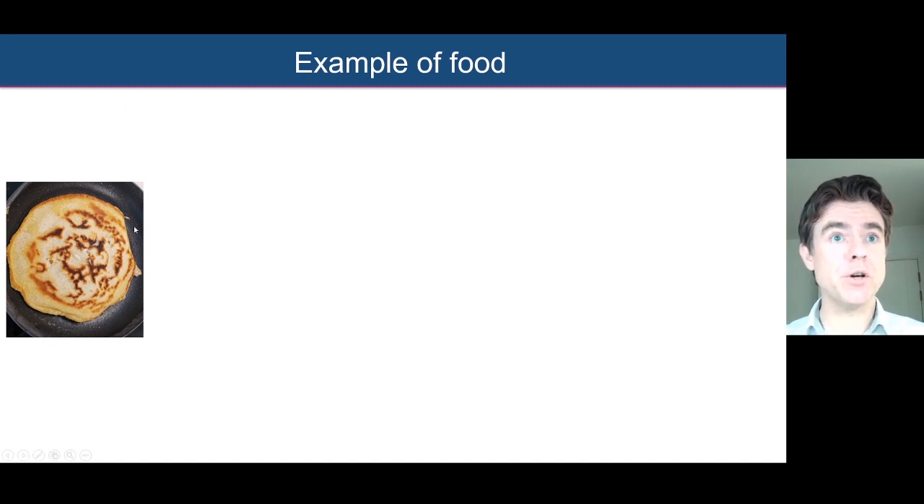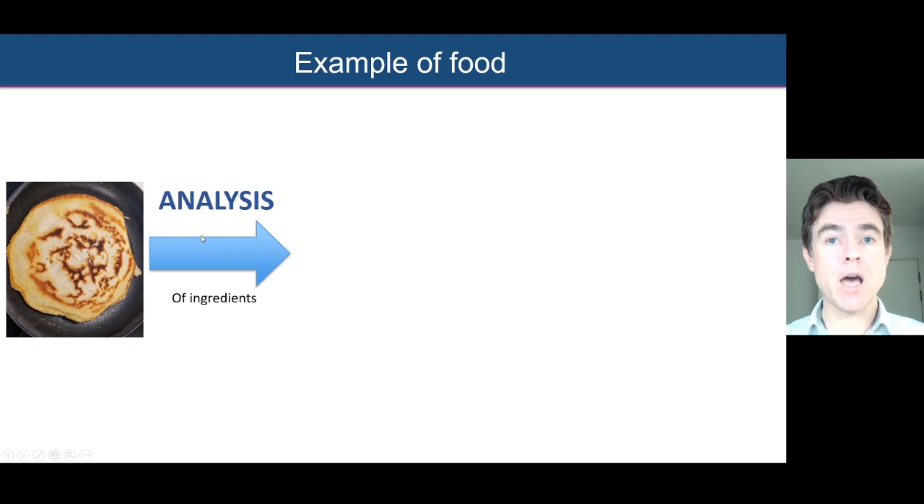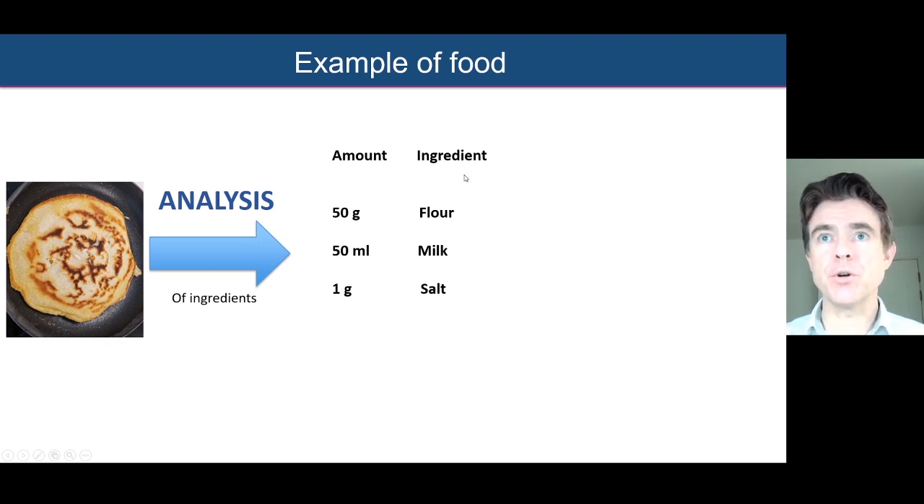On the left-hand side, I've got a pancake. And here I'm presenting the concept of analysis. We can look at what are the ingredients inside this pancake. So for example, here I've got various ingredients, flour, milk and salt, with differing amounts. So that is the result of an analysis of the ingredients of a pancake.